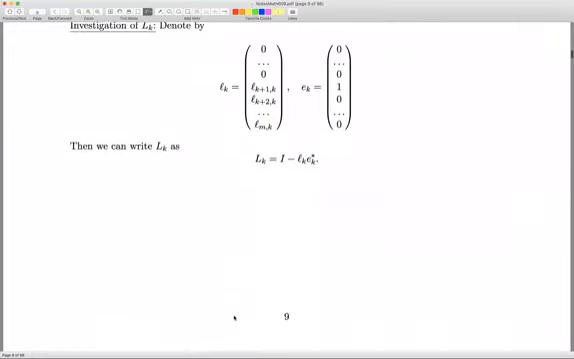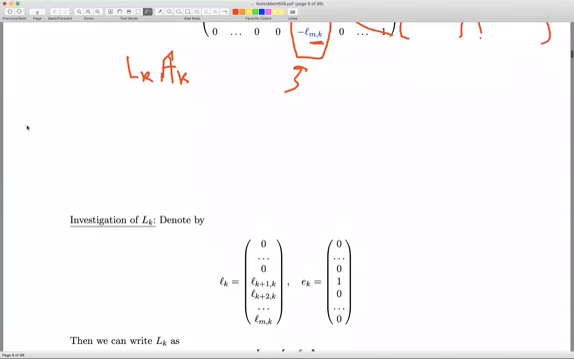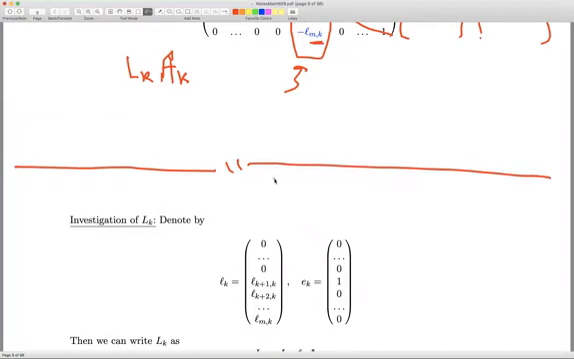So this will be the end of the lecture. What we will do next time, we will discuss properties of these matrices L_k. And we also will discuss how the Gauss elimination is performed for matrices that have some special structure.